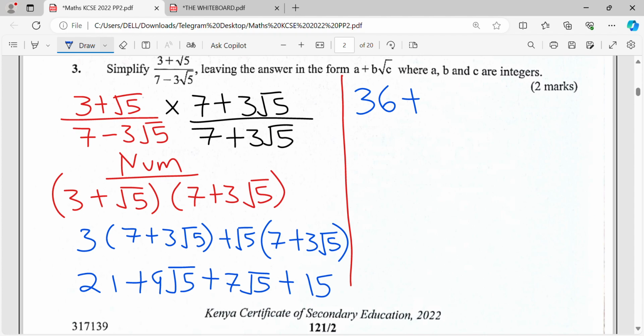So 21 plus 15, so you take a number and a number. That is how you add them. 21 plus 15. A number plus a number, you get 36. Then you go to the other one. 9 root 5 plus 7 root 5.